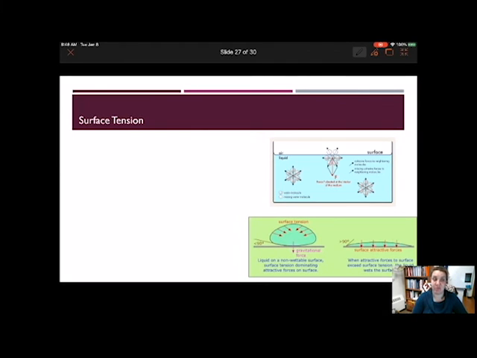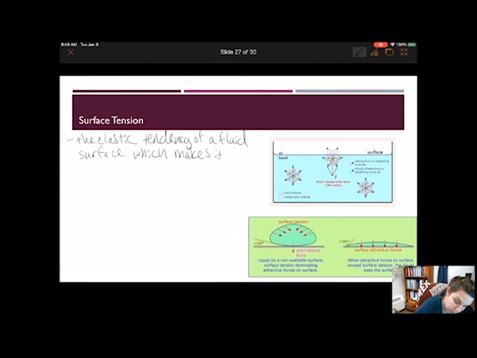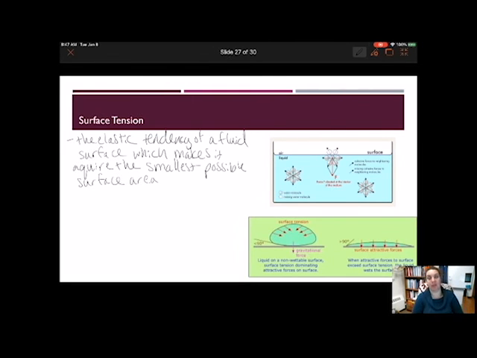Next thing we want to look at is surface tension. Surface tension is the elastic tendency of a fluid surface, which makes it acquire the least possible surface area. So water is really good at this.